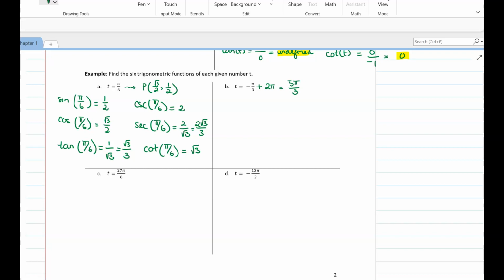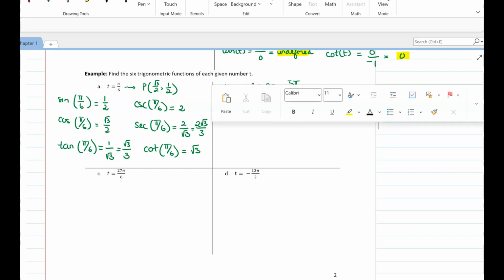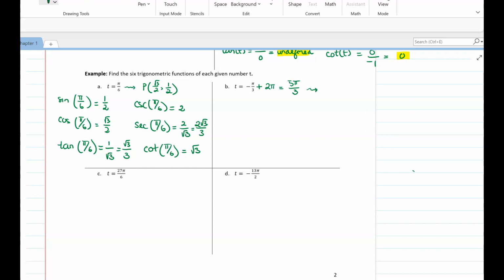Okay, so if you look at your unit circle, you'll see that we have a terminal point for 5 pi over 3 that is P of 1/2, negative root 3 over 2. Now we can use that to find the value of the trigonometric functions. Okay, I'll leave that to you. It is similar to what you have in part A.